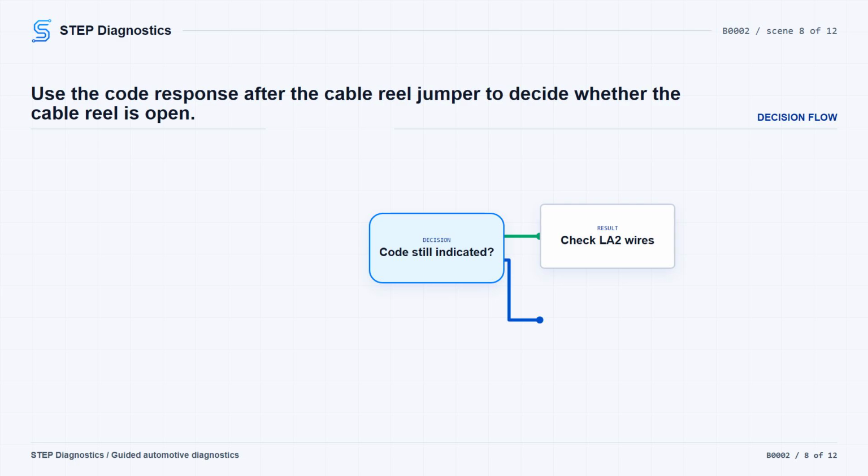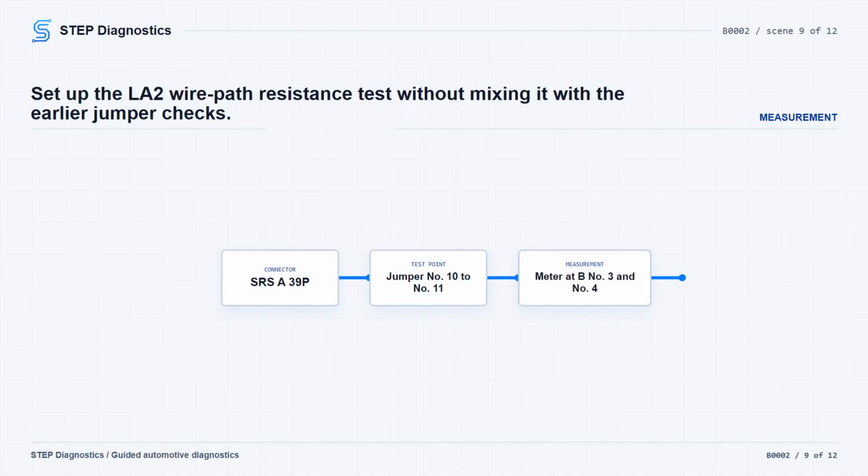Clear the codes with the HDS. Turn the vehicle to on mode. Wait for 10 seconds and check again. If B0002-13 is still indicated, continue to the wire check. If it is not indicated, the diagnostic call is an open in the cable reel. Replace the cable reel, then clear the code. If the cable reel check still leaves B0002-13 active, check the LA2 positive and LA2 negative lines for an open.